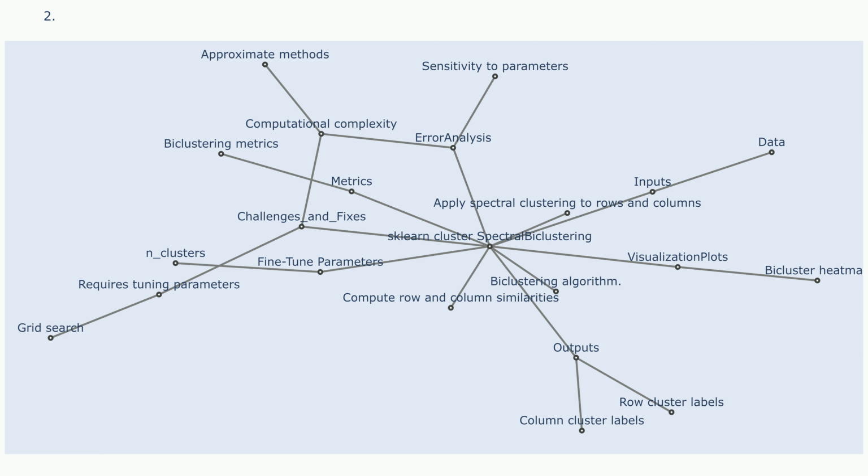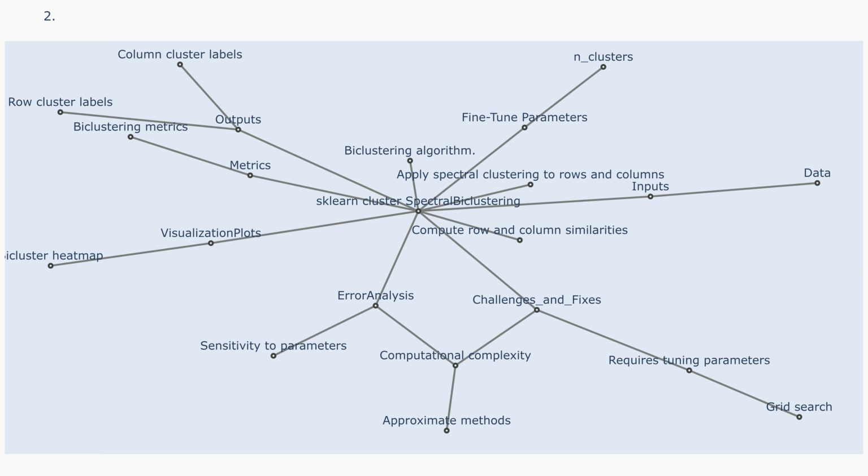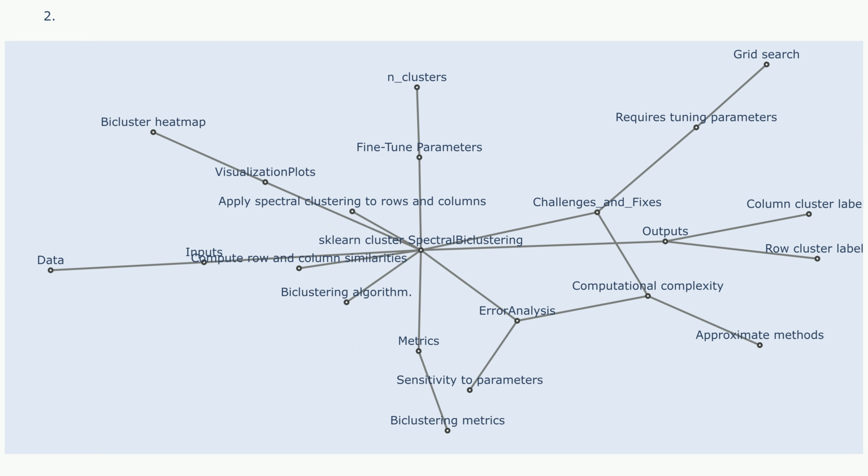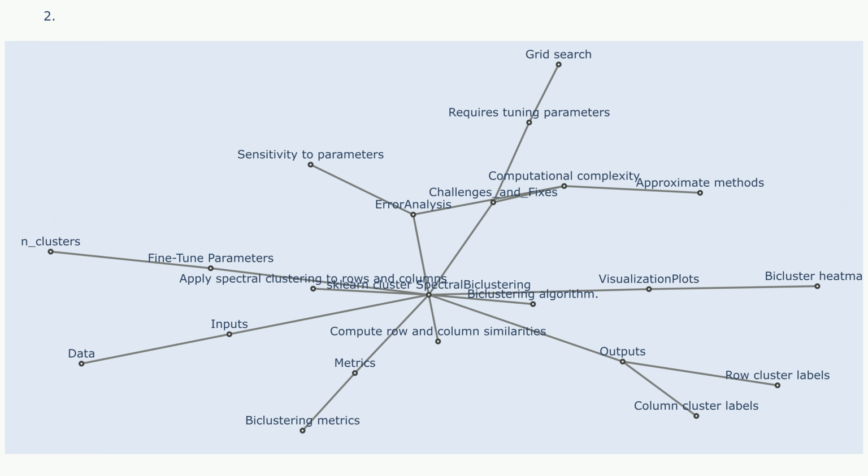Fine-tune parameters. Method: the method used for computing the row and column similarities, e.g. RBF, nearest neighbors. N clusters, the desired number of clusters for both rows and columns. Uncertainty methods. Probabilistic biclustering assigns probabilities to row and column cluster memberships instead of hard assignments.